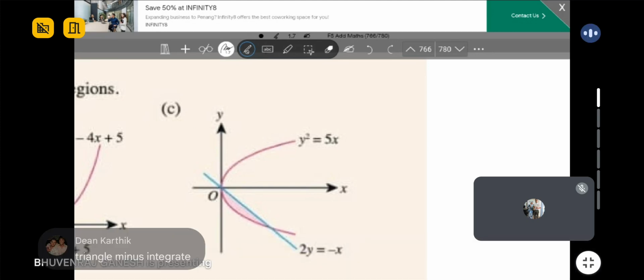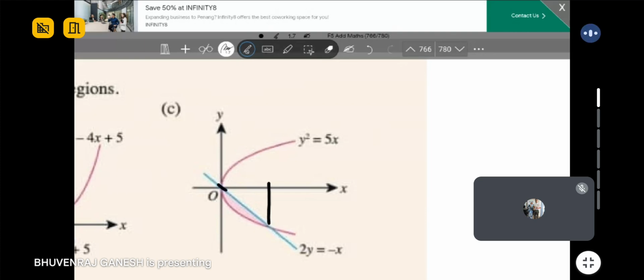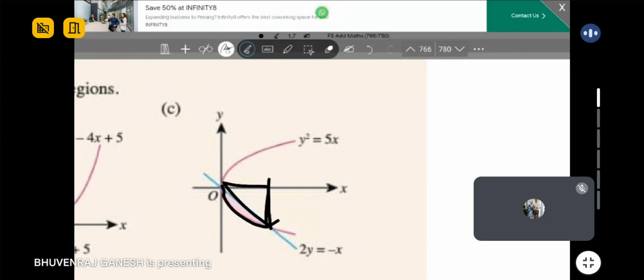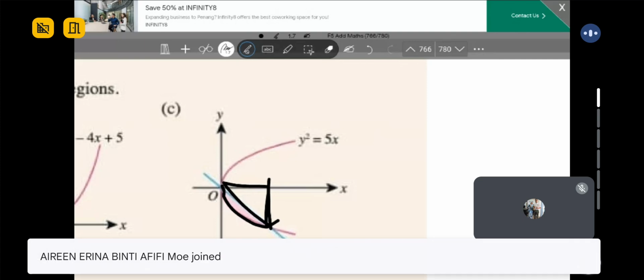So same, find the area of the triangle and then minus the area under the curve. Wait, you must take curve minus line. Because if you see here, curve minus the line, then you get the shaded region. Can you all see, guys? So this one is opposite. You take the area under the curve, luas bawah lengkung, minus luas bawah garis lurus, area under the straight line.